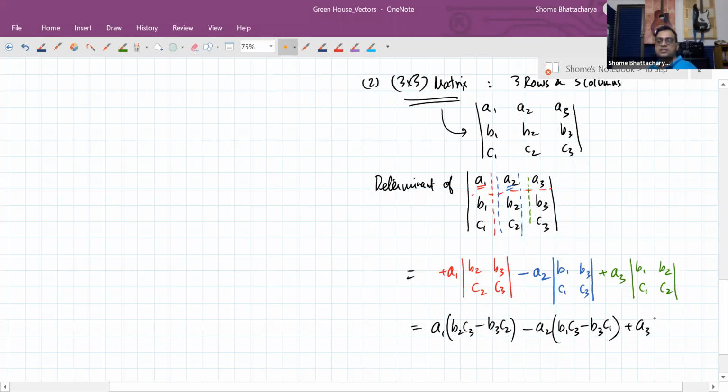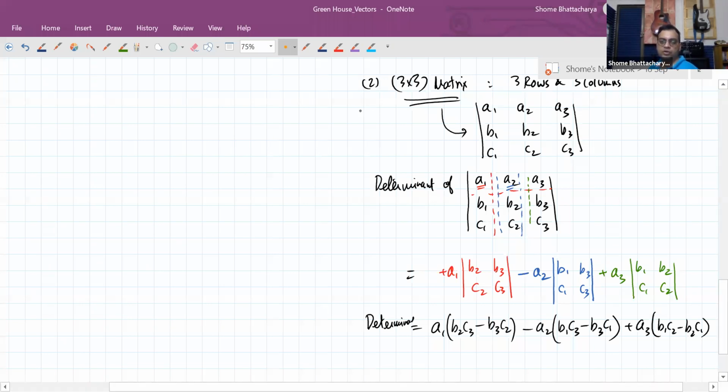And then again plus A3 into this diagonal minus this. So B1, C2 minus B2, C1. So this becomes the determinant of that matrix. Okay, so just note down this formula. Okay, and I will help you out with some examples of this.